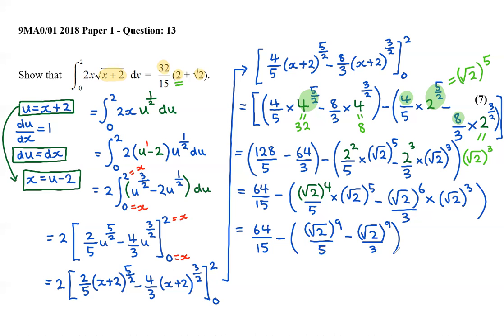So this is interesting. Now we've got 64 over 15. And just to combine these fractions, we've got the same numerator, but obviously I'm going to have to multiply the denominators to get the 15 on the bottom. So this is going to be 3 lots of the first numerator, subtract 5 lots of the second numerator. So that's going to give me minus 2 lots of root 2 to the power 9.